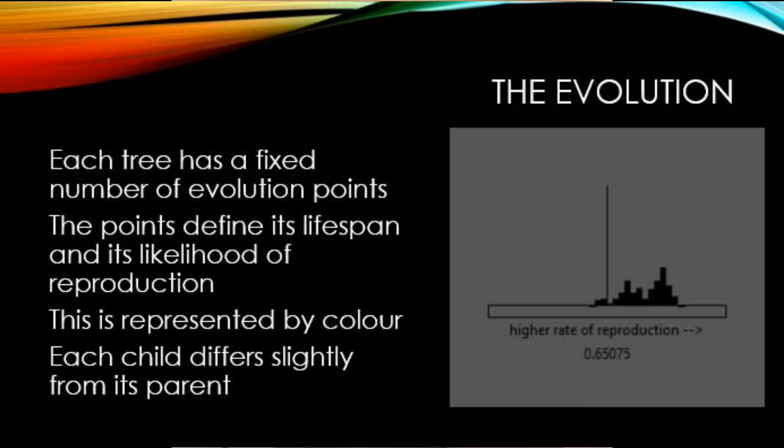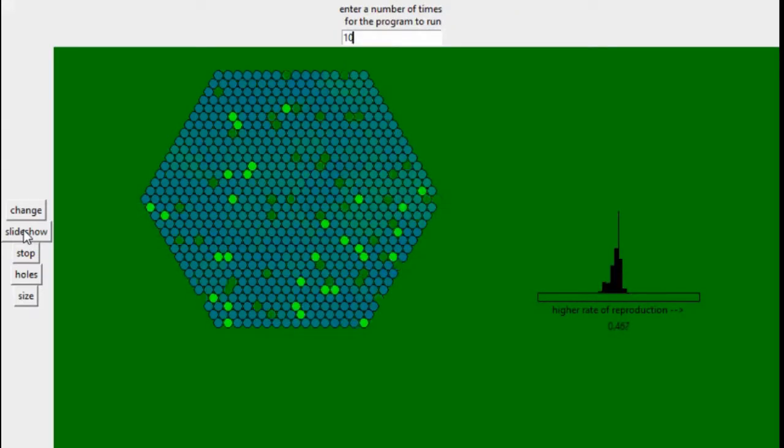Because each child differs slightly from its parent, survival of the fittest takes place, meaning only the most suitable candidates survive. Let's run a simulation for a longer time to see what happens. To make the trees evolve more quickly, I am running the program at 10 times speed. Each different type of tree has a slightly different color that corresponds to its distribution of points. The increasing amount of blue trees shows that the trees are using their points on reproduction rather than lifespan.